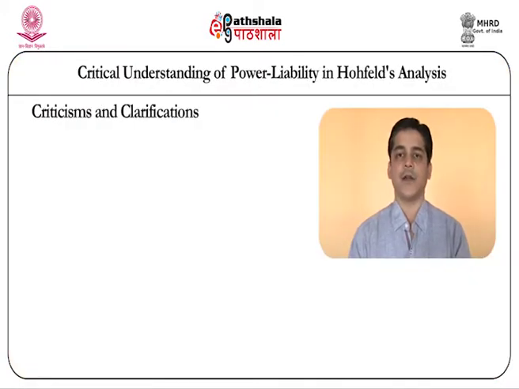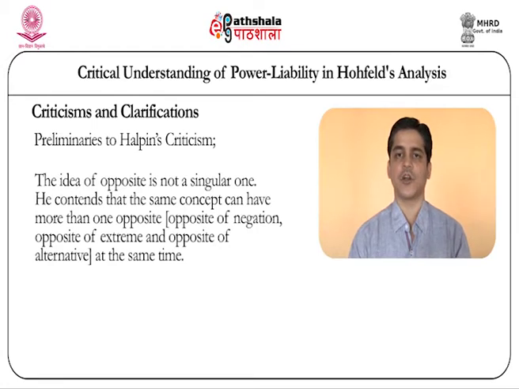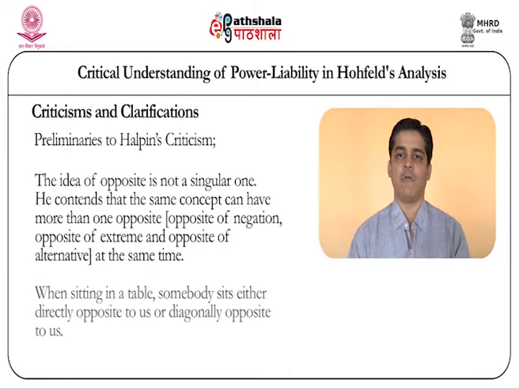In order to understand the criticism made by Halpin against the power liability relations contemplated by Hohfeld, we first need to understand some preliminary points which Halpin is trying to make. According to him, the idea of opposites, jural opposites as mentioned by Hohfeld, is not a single idea. He gives the example of a person sitting across the table. When I am on one side of the table, the person who is sitting across the table may be directly opposite to me, may also be diagonally opposite to me. So according to him, the way the idea of opposite is different here, the idea of jural opposites can also not be a single idea. There may be different kinds of opposites.